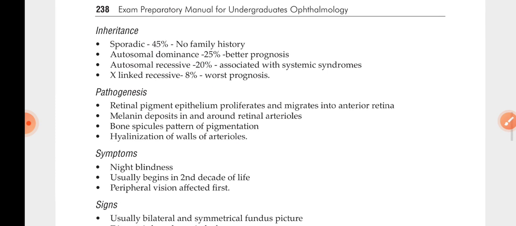Inheritance can be sporadic, autosomal dominant, autosomal recessive and X-linked. Sporadic is 45%, with no family history. Autosomal dominant is 25%, with a better prognosis. Autosomal recessive is 20%, associated with systemic syndromes. X-linked recessive is 8%, and that is the worst prognosis.